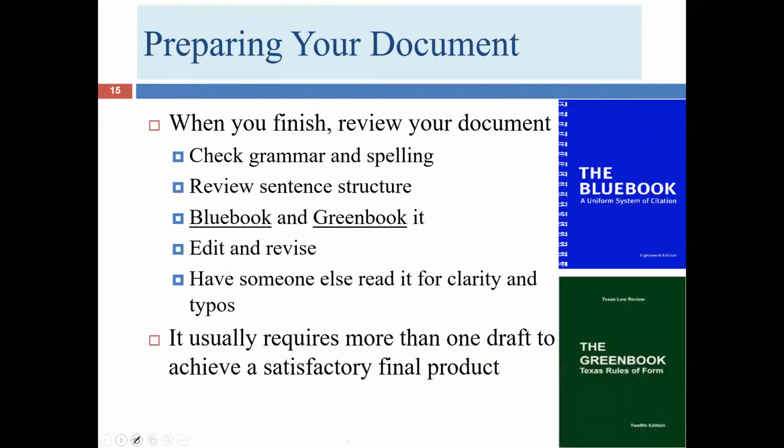Once you're done, let's assume you've written up a legal memorandum, you've done all of your research, you've done all of your analysis, and you have all the pieces put together. Virtually the last step you're going to do is finalizing your document. And let's look at some of the things you're going to do when you finalize your document. Obviously, you're going to check grammar and spelling. You're going to want to avoid passive voice when you can. You're going to want to review your sentence structure.